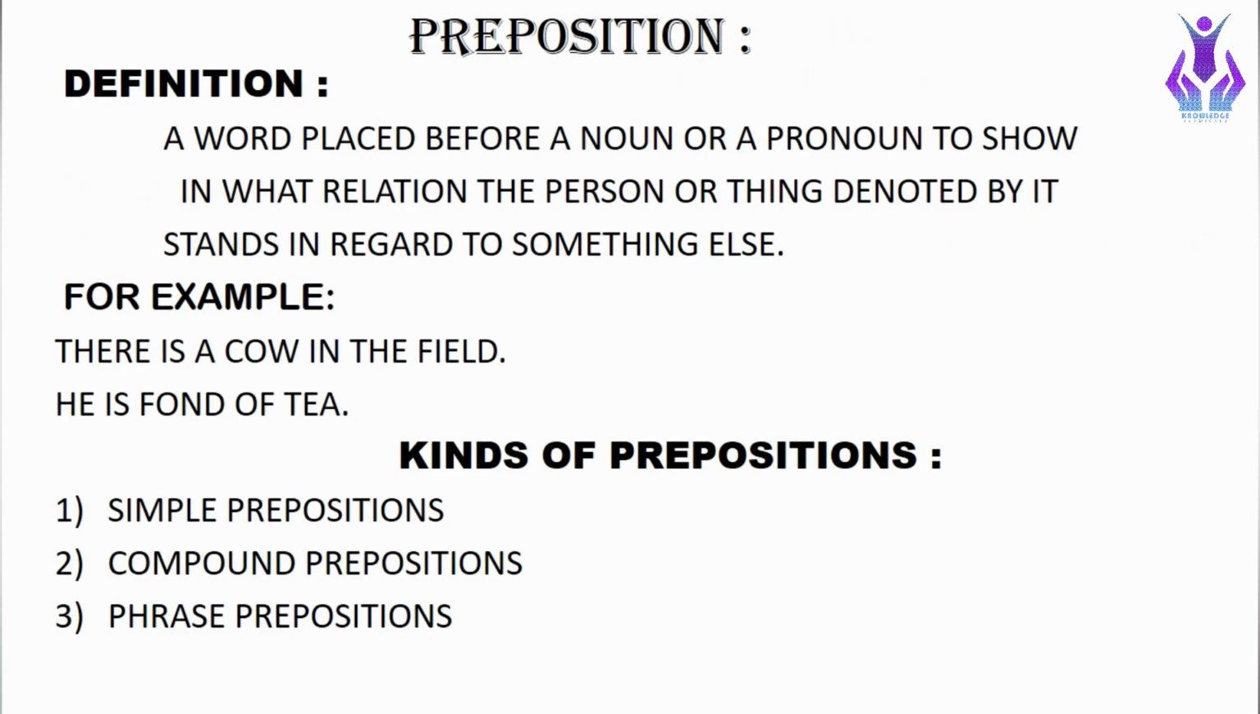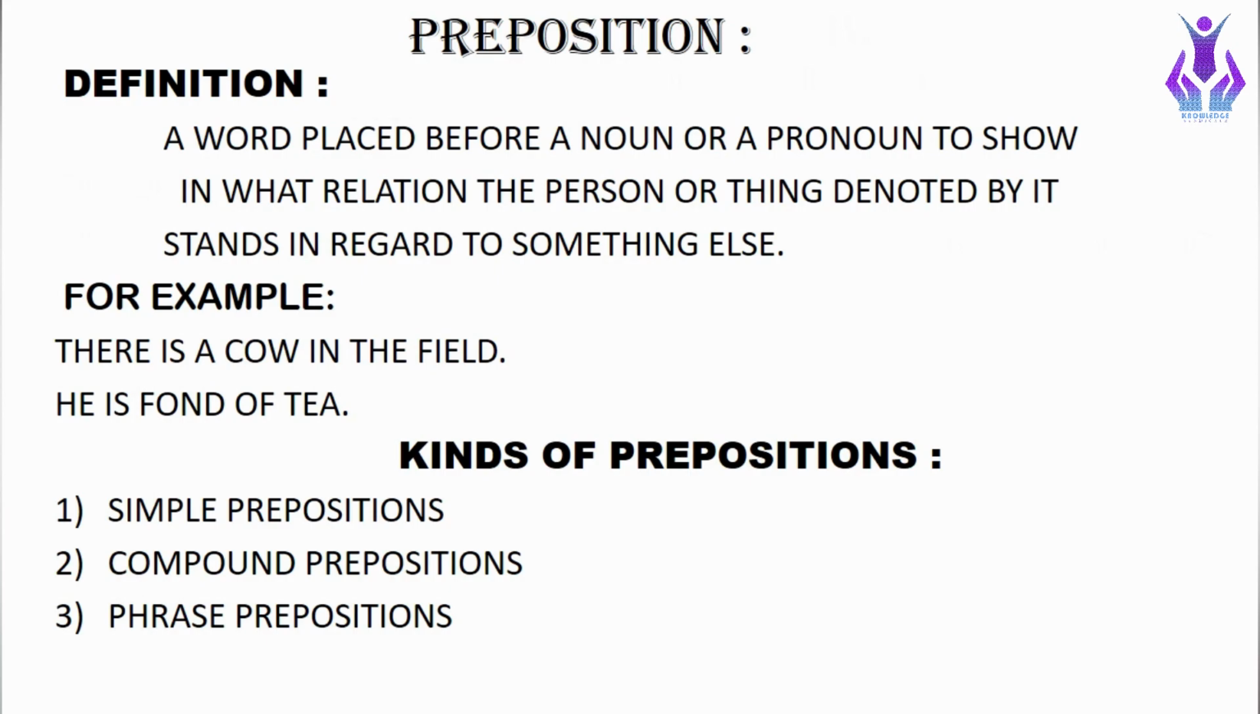A preposition is a word placed before a noun or a pronoun to show in what relation the person or things denoted by it stands in regard to something else. It is placed before a noun or pronoun to show its relation to some other things in that sentence. So that is called a preposition.